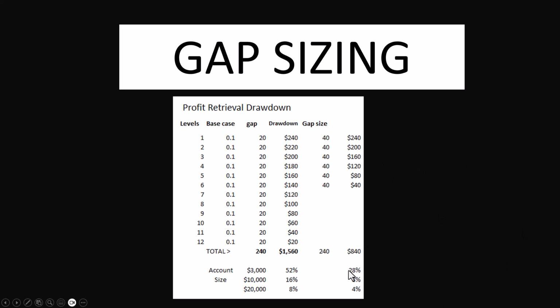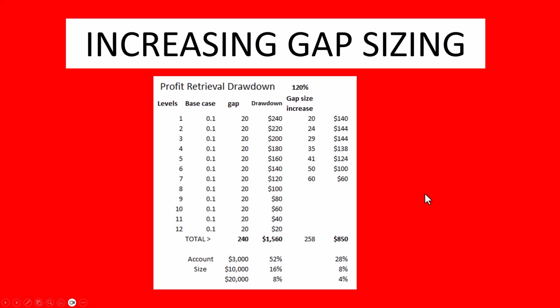Again, look at the numbers here. On a $3,000 account, the drawdown is 28%. A $10,000 account, it's 8%, and a $20,000 account, it is 4%. So that's method 3. Now the other way of increasing your gap sizing is by systematically increasing it. So for instance, in this example, the gap sizing is increased by 120%.